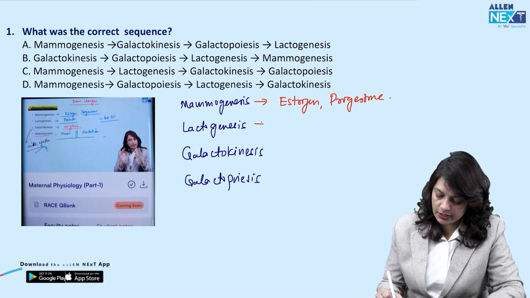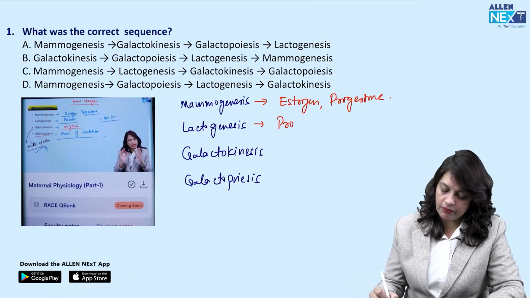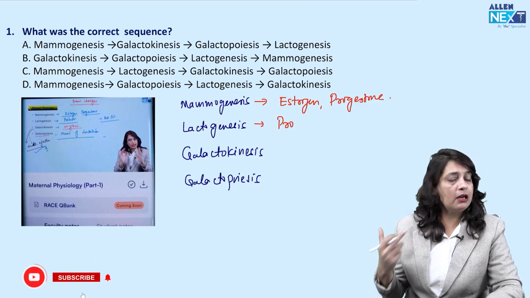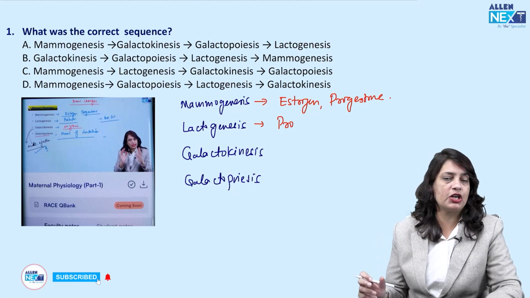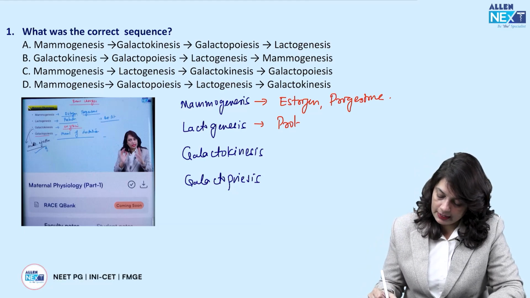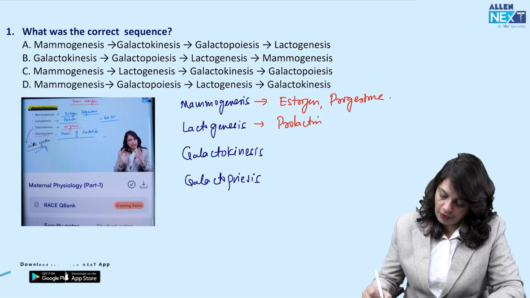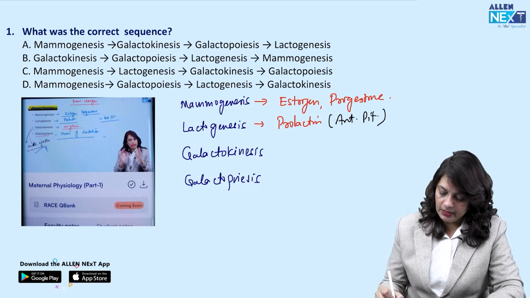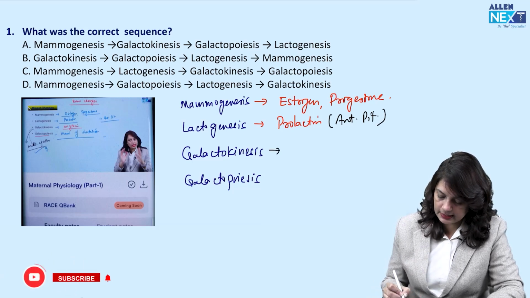Then comes lactogenesis, which means milk secretion, synthesis of milk within the breast. This milk is not released until the child is born and the baby starts suckling the breast. Now, prolactin. Prolactin is secreted from which part of the pituitary? From the anterior pituitary. Then comes galactokinesis.